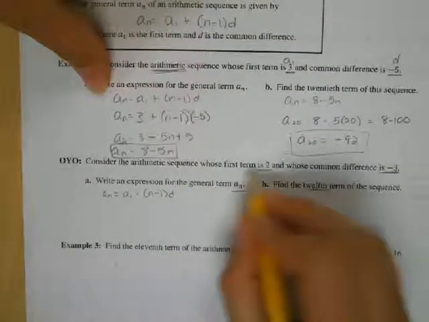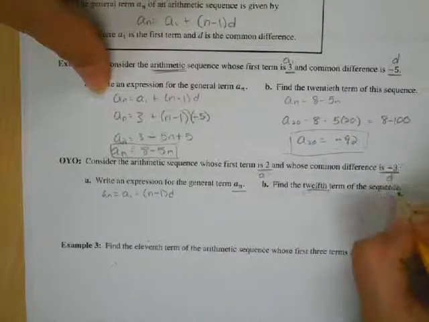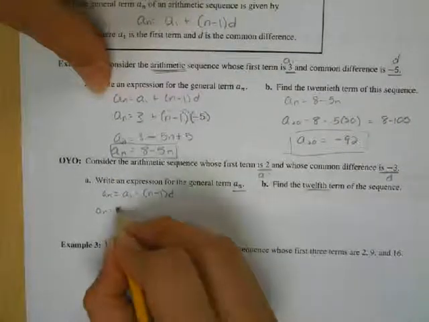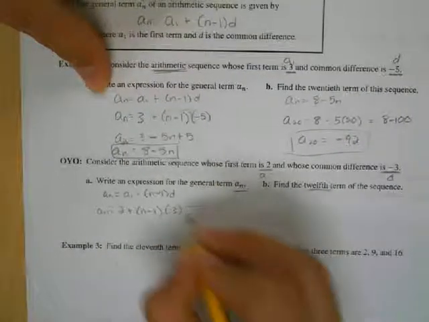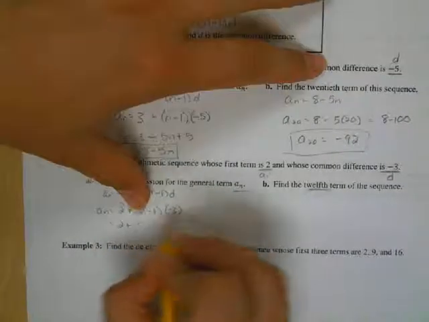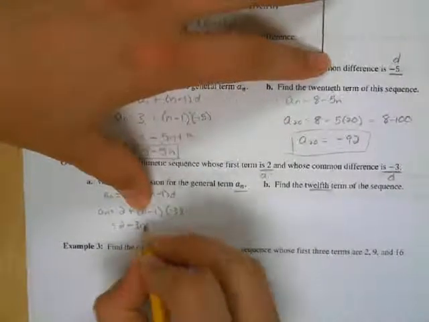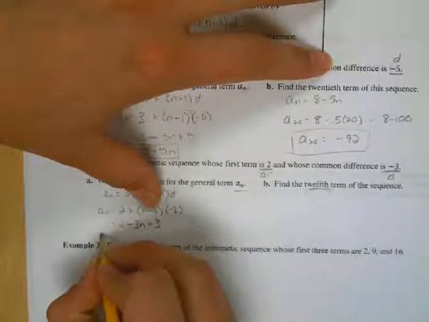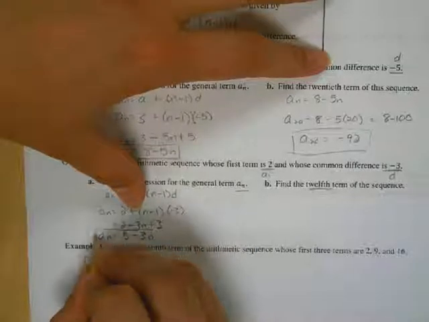Take that and start plugging stuff in. I have an a1 value that's 2, and I have a difference of negative 3. So a sub n, a sub 1 is 2, plus n minus 1 times d is negative 3. I'm going to distribute, so we get 2 plus n times negative 3 is negative 3n, so I can do it minus instead of plus. So minus 3n, and negative 1 times negative 3 is positive 3. Final answer here, a sub n is 2 plus 3 is 5, minus 3n. That should be my general term.